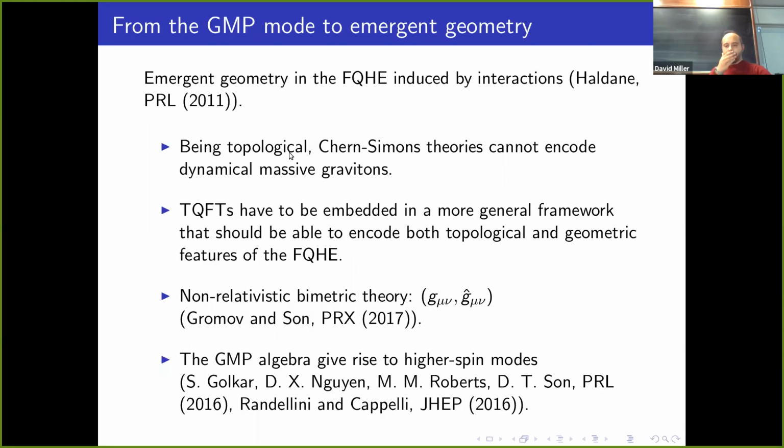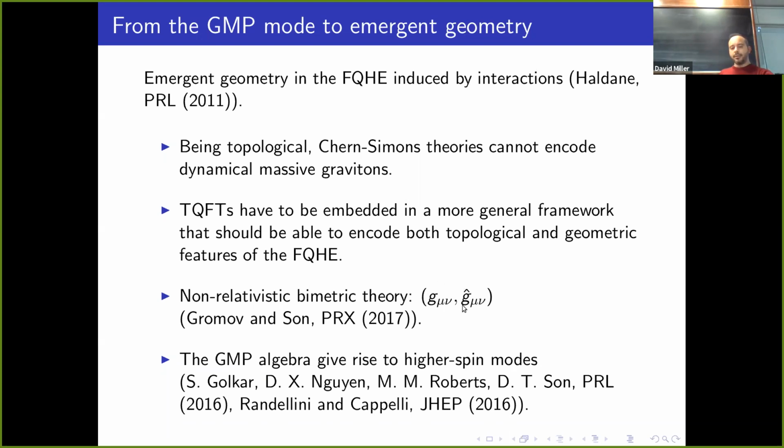Let me just stress what people have done with this graviton. Besides the work by Haldane, people have thought about alternatives, like the work by Gromov and Bradlyn, quite recent, PRX 2017, where they propose a non-relativistic bimetric theory. Again, it looks like a bimetric theory in gravity, but this is not a relativistic theory. It takes into account the emergent Abelian gauge field that I mentioned before, the external electromagnetic field, and the curved background. So this g mu nu is the metric of the background, which is fixed, together with an emergent metric that is dynamical, associated to the GMP graviton.